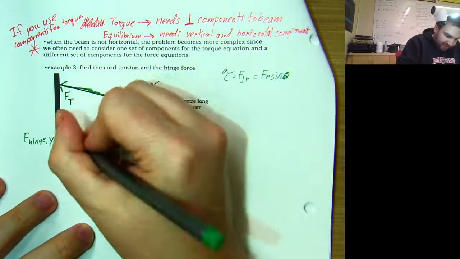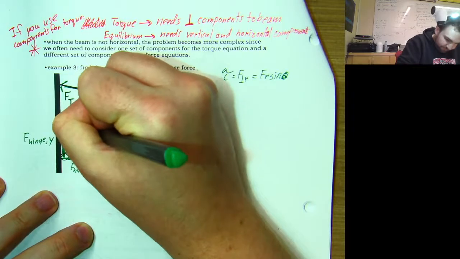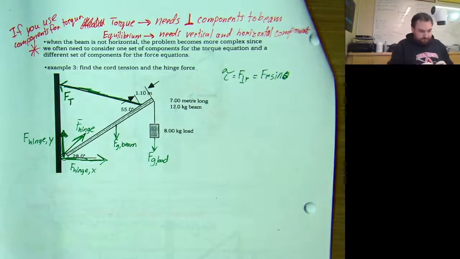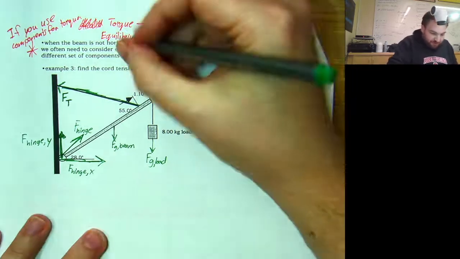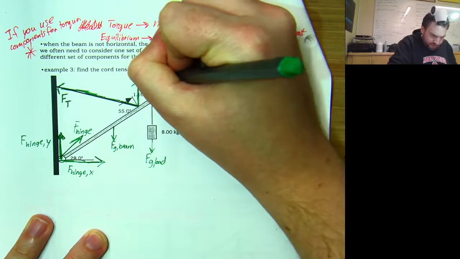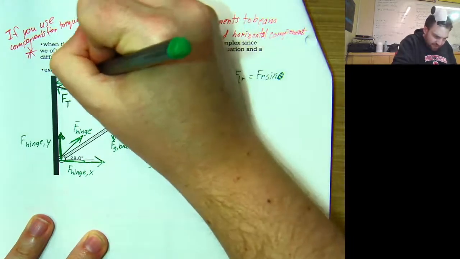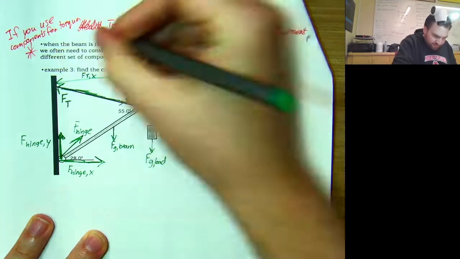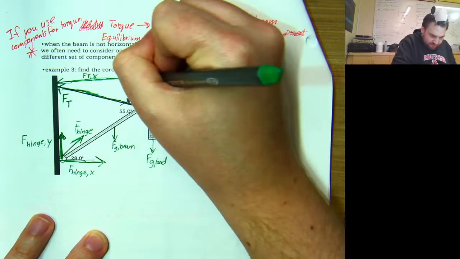And then the actual F hinge is going to be off this way somewhere. I'm going to draw the components for the tension force in right away because we're going to need vertical and horizontal components. So I'm going to draw it like this. So that's F tension Y, and we've got F tension X going that way. And that meets at a 90-degree angle.